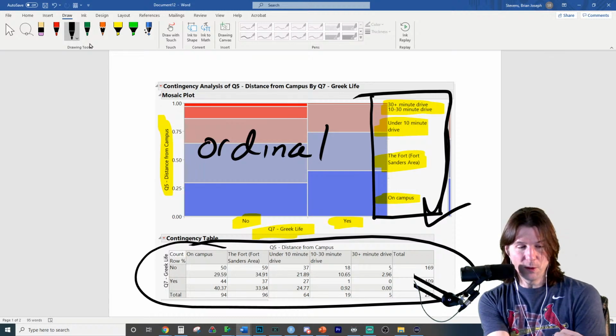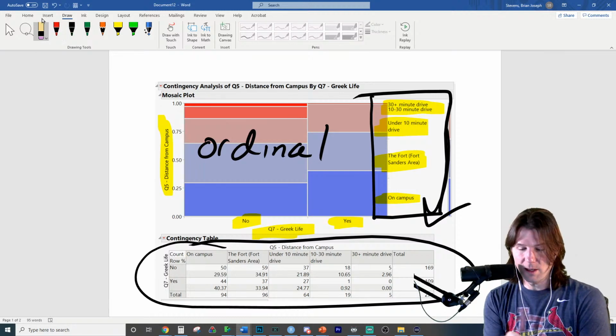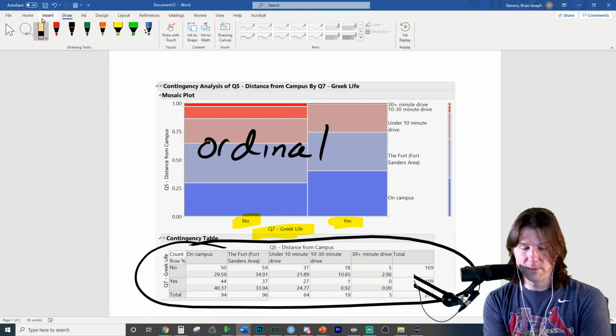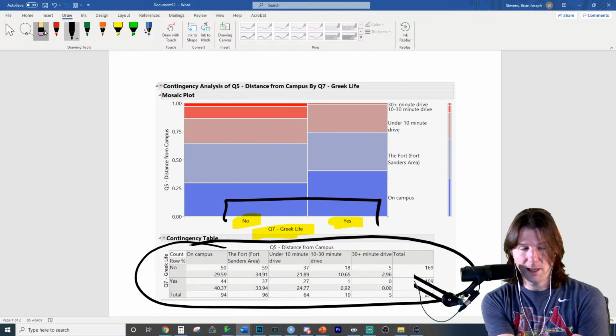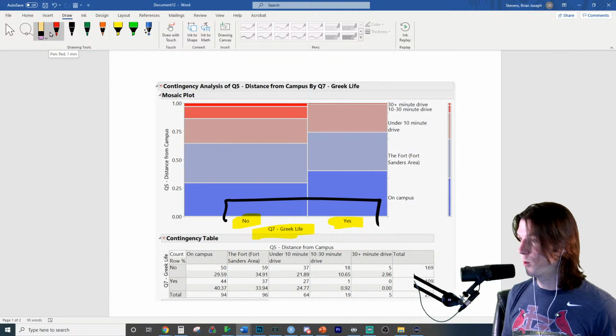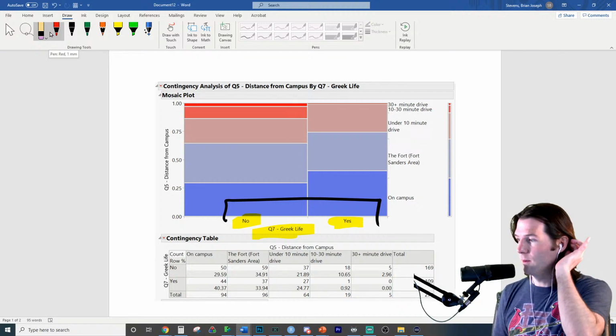Is Greek life ordinal or nominal? So Greek life, is Greek life ordinal or nominal? So this categorical variable right here, is that ordinal or nominal? So remember, ordinal means it can be put in an order.